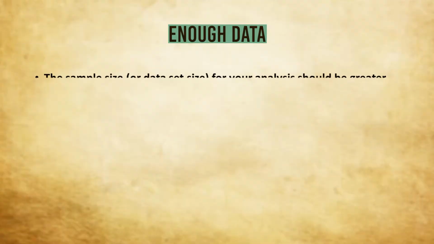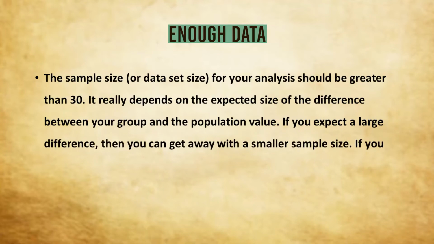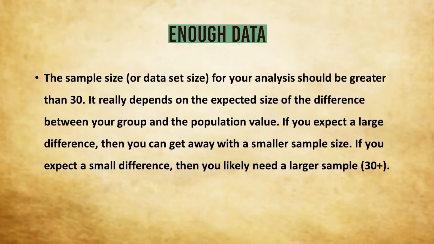We should have enough data to perform the test. Enough data means we have to take care of our sample size. The sample size for the analysis should be at least 30. It really depends on the expected size of the different groups and the population value. This will determine the sample size. But on average, if I can take a sample size of 30 plus, then we can perform this Z test satisfactorily.